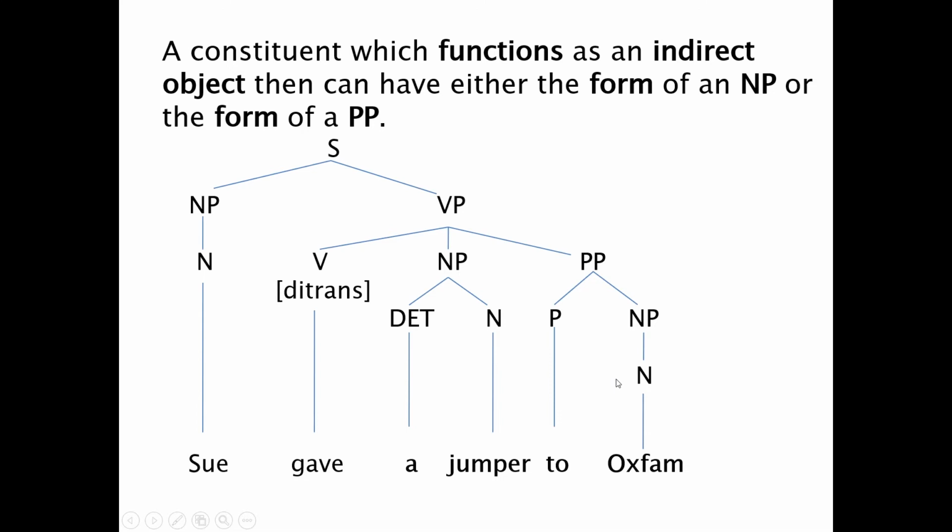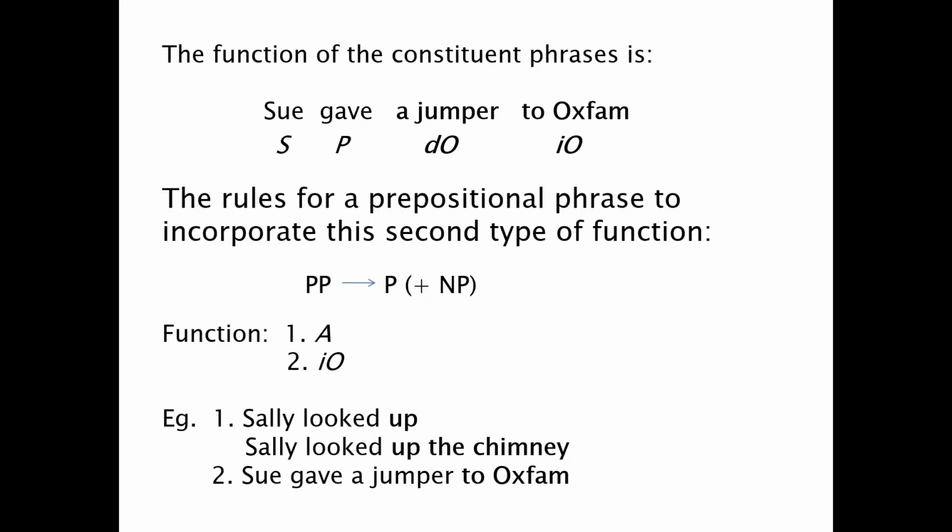And in today's lecture, I said a phrase can be a single word. Hopefully you take this into consideration, lest you have confusion in your exam. The function of the constituent phrases: we have Sue, and we have gave a jumper to Oxfam. So gave a jumper to Oxfam: subject, the transitive verb, direct object and indirect object. The rules of a prepositional phrase incorporate this second type of function. So we have a prepositional phrase consisting of a preposition plus noun phrase. Well, I think that's very simple.